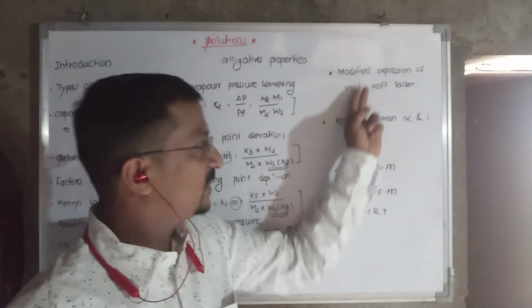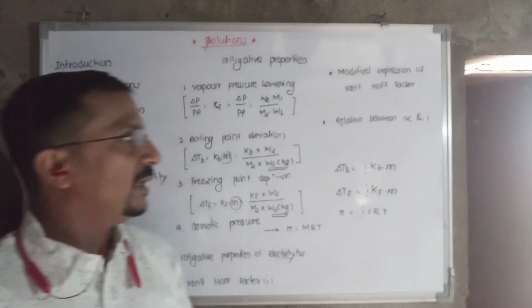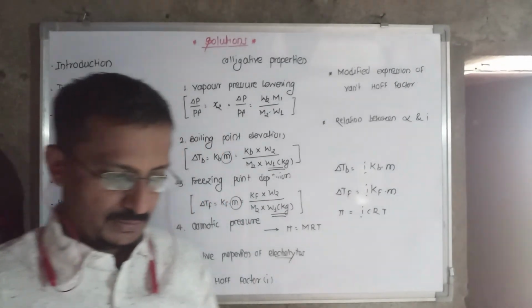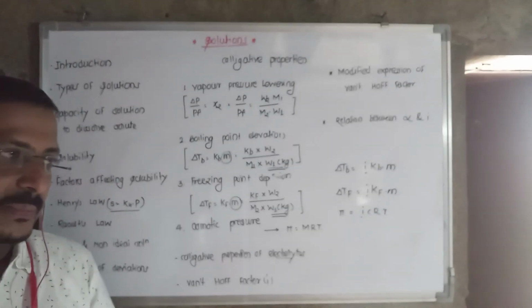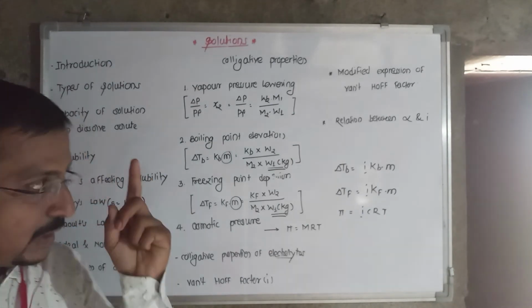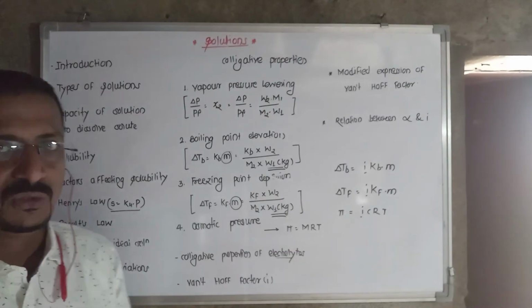Then we see the modified expression for the Van't Hoff factor. And lastly, we see how one can determine the degree of dissociation by measuring the Van't Hoff factor i for a weak electrolyte.